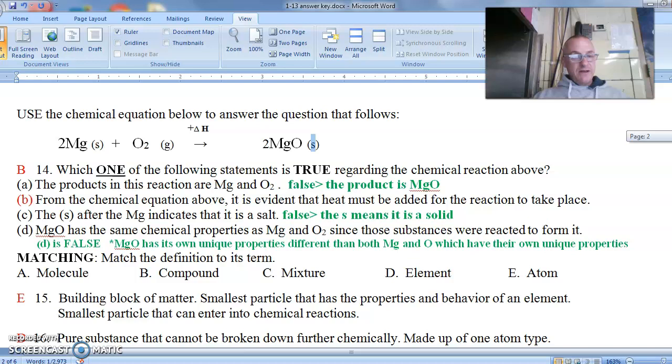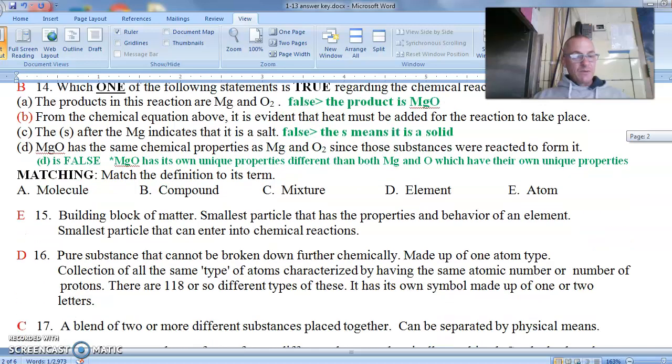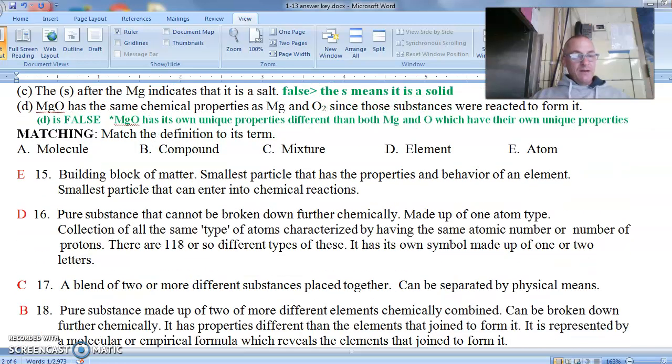Okay, let's come down here to our matching section. Number 15, what do we call the building blocks of matter? The smallest particle that has the properties and behaviors of an element. So what's the smallest particle of an element that has the behaviors and properties of those elements? It's also the smallest particle that can enter into chemical reactions. That is an atom, letter E.